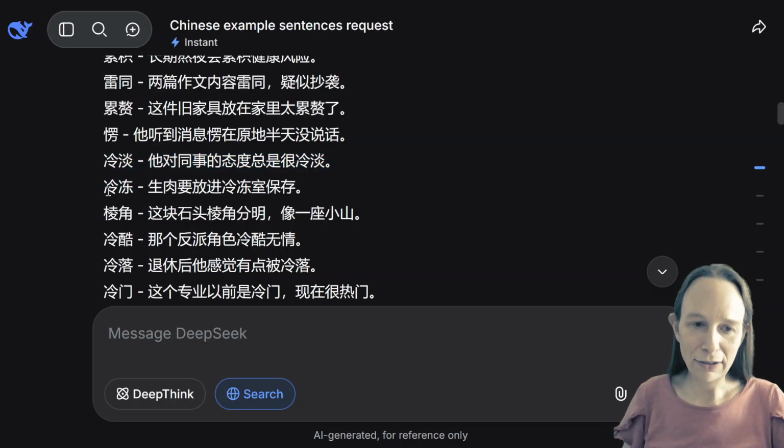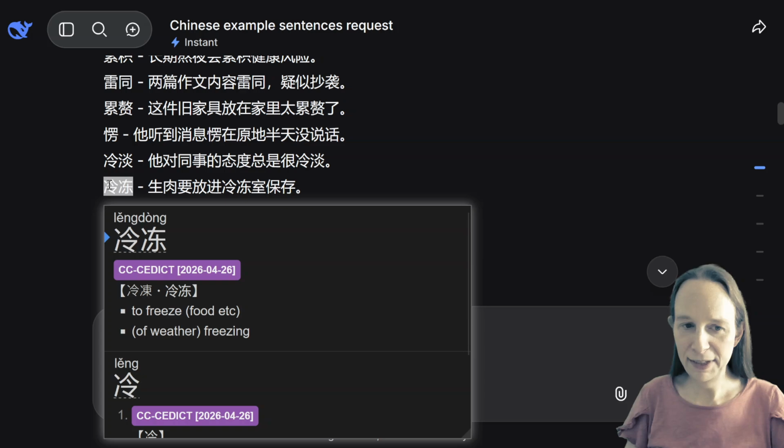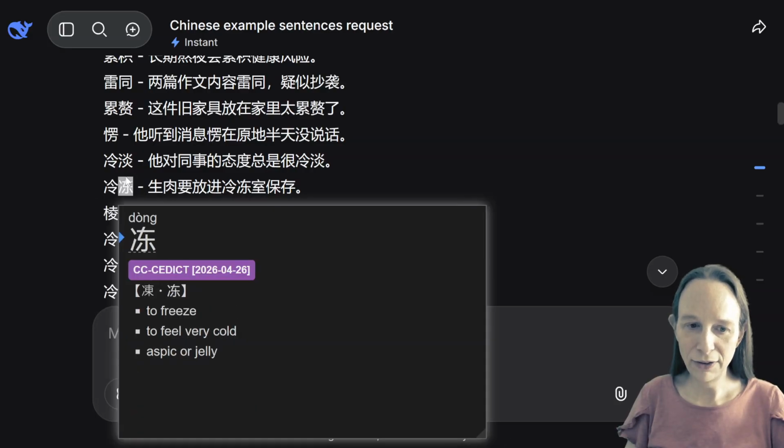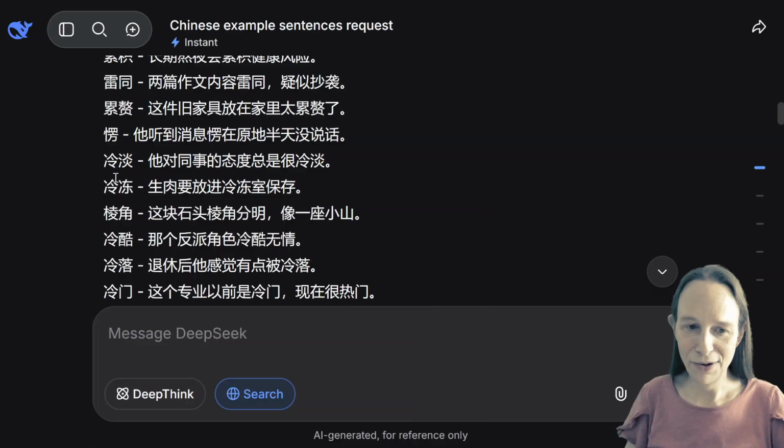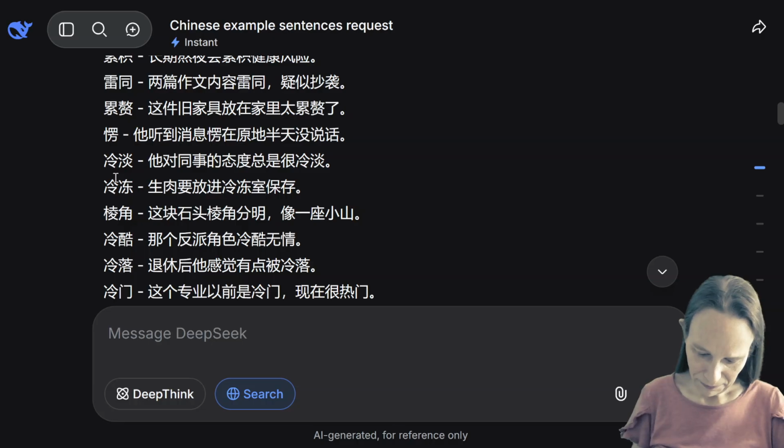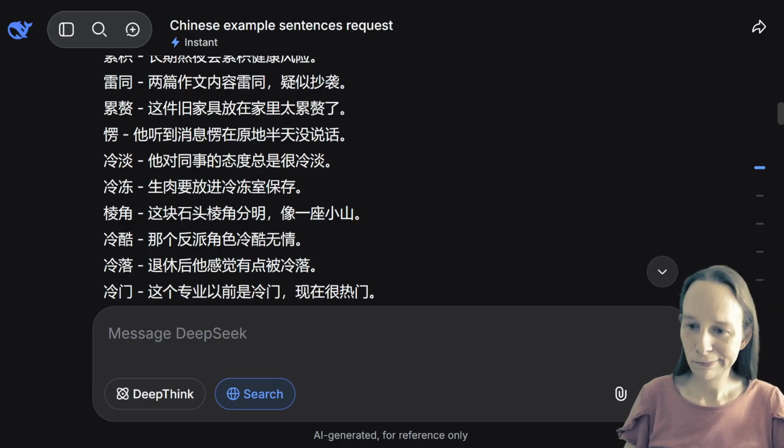Okay, 冷冻, cold freeze. I don't know. 生肉 is raw meat. 要放进冷冻室保存. So I presume it's just freeze, like physical freezing. Freeze food. 冷冻. 冻 is freeze. 冷冻, freeze, cold. I don't know. Is there anything else we need to know? 冷冻. Not even in the dictionary.